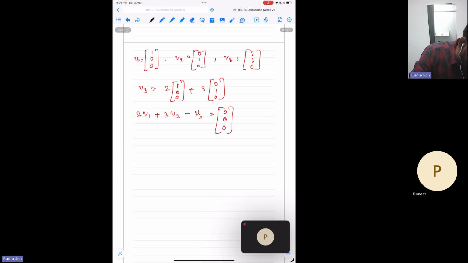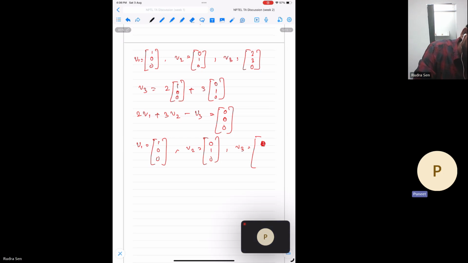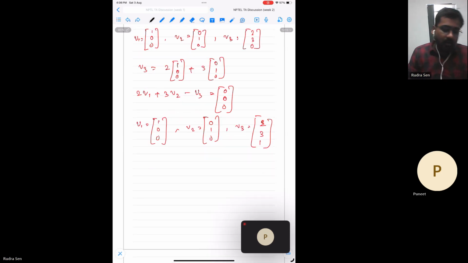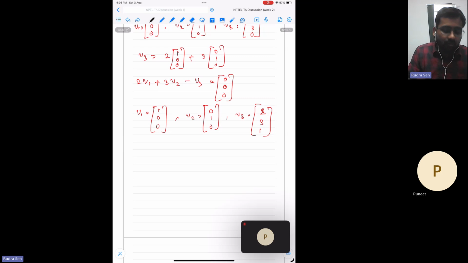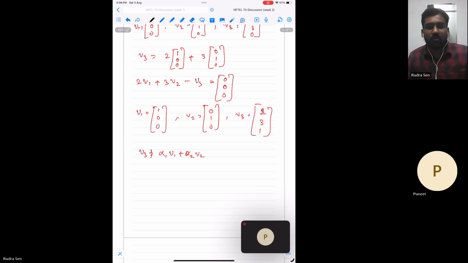But if we have v1 equal to, let's say, 1 0 0, v2 equal to 0 1 0, and v3 equal to 2 3 1. Now we cannot represent v3 in terms of v1 plus v2 because there is a one term over. Because of this term, these three vectors are linearly independent.